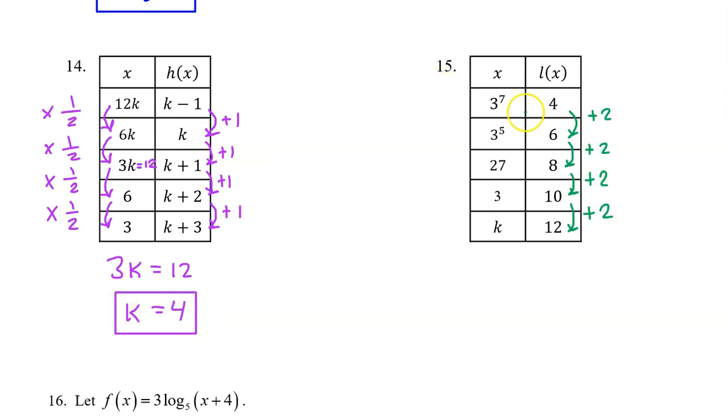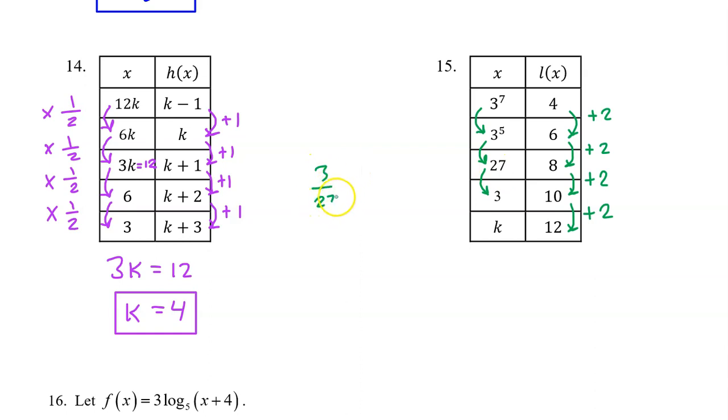Number 15, first verify that the output values are equally spaced. Now we are ready to look for the common ratio among the input values, dividing each term by the previous term. So let's start down here where the numbers are clear. 3 divided by 27.